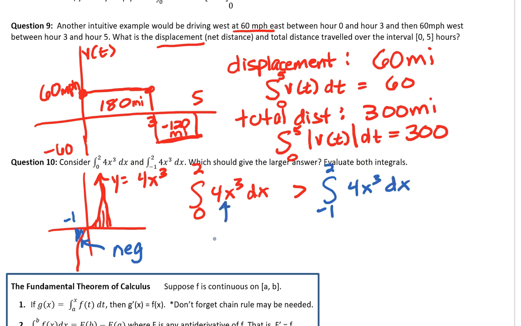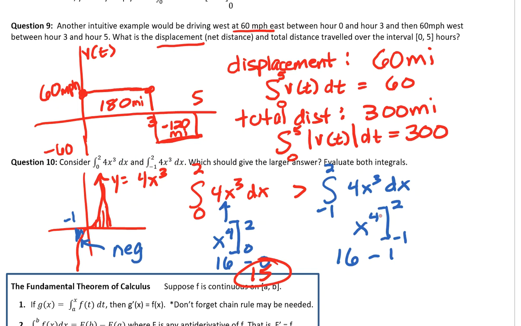And I chose this function because it has an easy antiderivative of x to the 4th. So from 0 to 2 here, we would get 16 minus 0. And for our antiderivative x to the 4th, these vertical bars or square brackets mean the same thing, by the way. Here we're going from negative 1 to 2, so we would have 16 minus negative 1 to the 4th, which would be 1. So our integral would give us a region of 15.